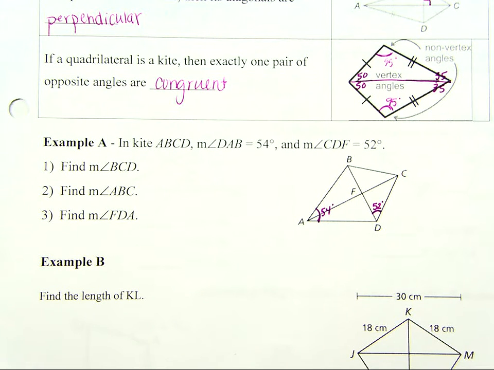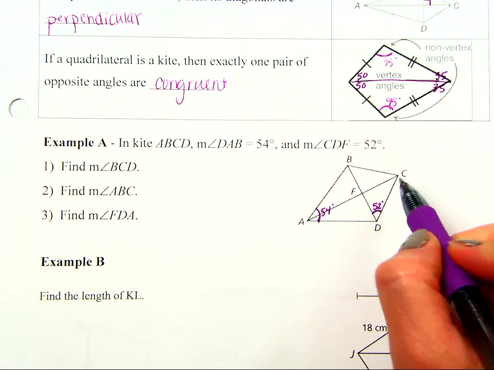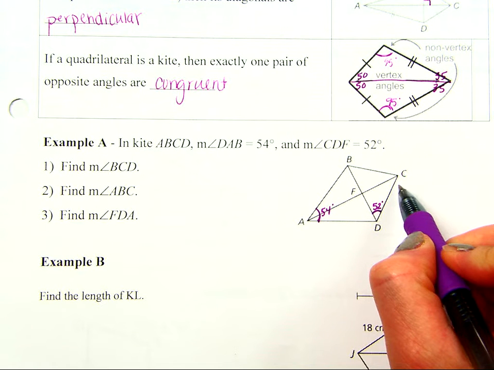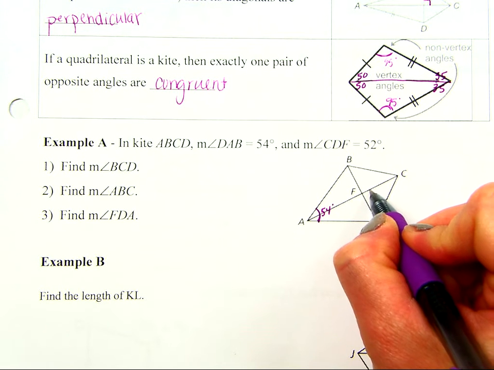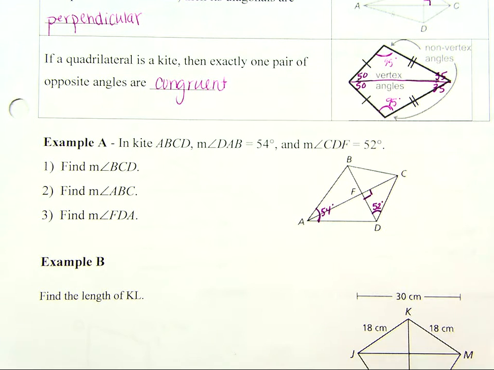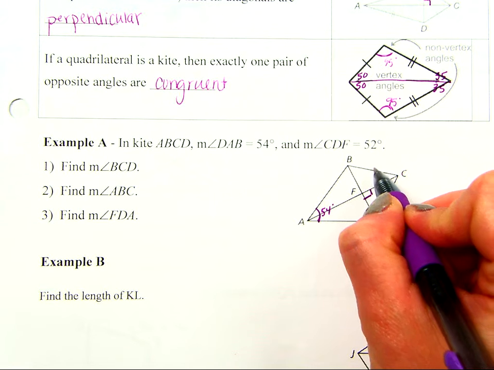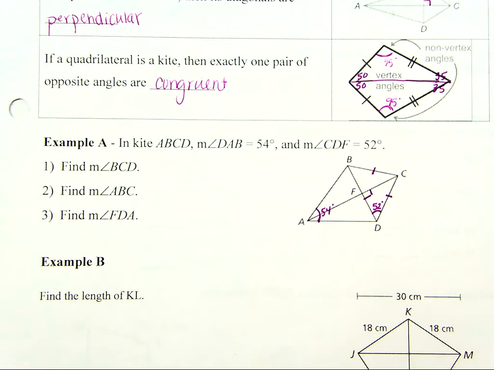First one they're asking us to look at is finding the measure of angle BCD. BCD would be this top angle here at my kite, the whole angle. Well, again, there are different ways to look at this. One thing, though, I do know I have this 90-degree angle, so those right triangles might help me out along the way. And I also know my congruent sides.